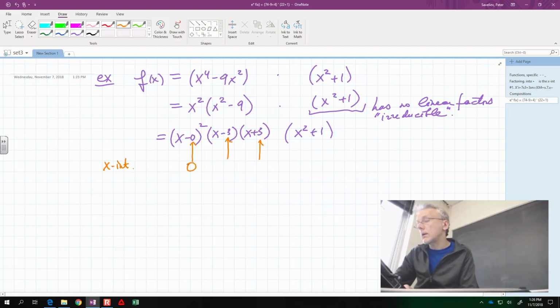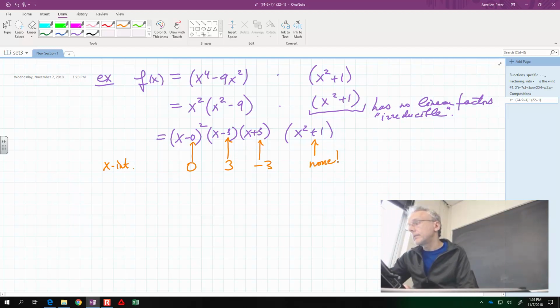They are 0, 3, and minus 3, and none here, because it is not factorable any further. So you have these 3 x-intercepts. It is where at these 3 points, my polynomial will cross the x-axis. The degree of the polynomial is, by the way, pretty high. It is in fact 6.